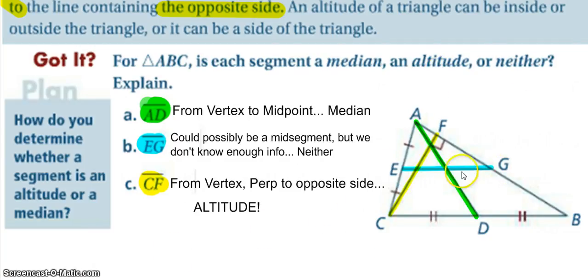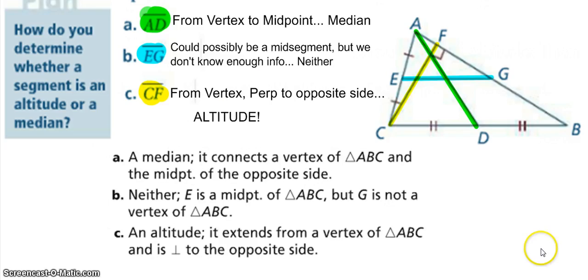EG, the line across the middle of our triangle here, well, E is a midpoint of AC, but G, we don't know anything about G, so this could possibly be a midsegment if AG was congruent to GB, but since we don't know that, we don't have a specific name for EG, it is just a segment. And then CF goes from our vertex perpendicular to the opposite side. There's nothing special about where it hits over here, just that it is perpendicular to the vertex, so that makes it an altitude for us. There are your answers written out in just a slightly different manner.